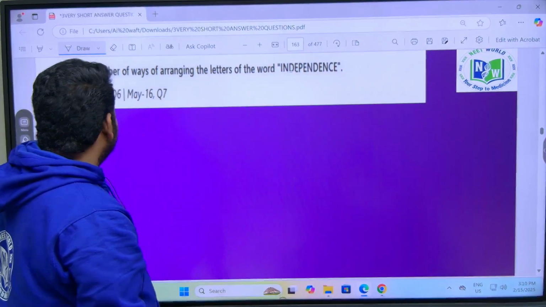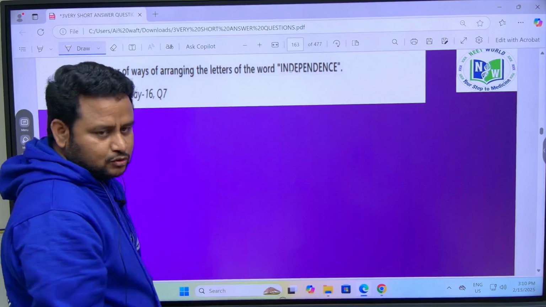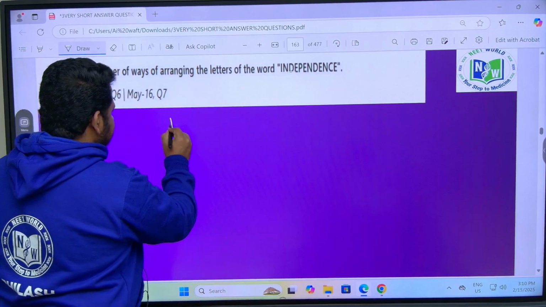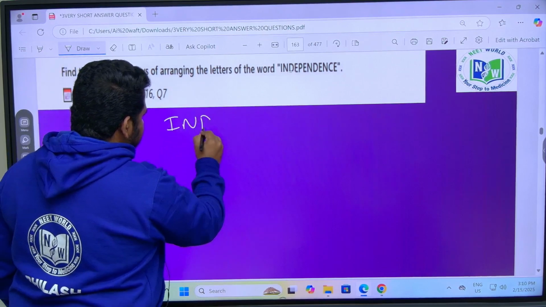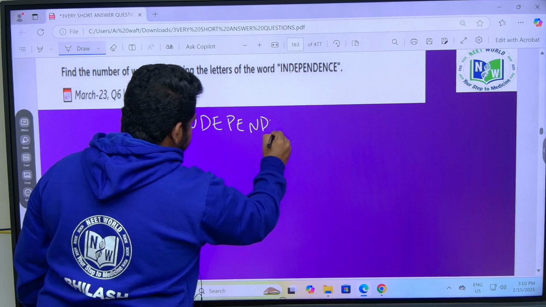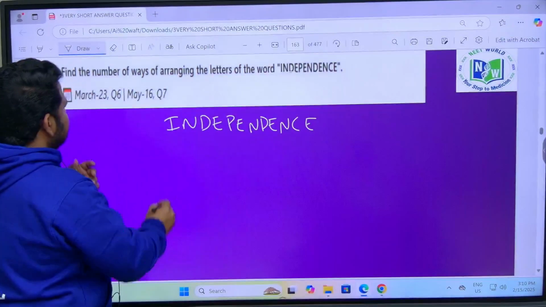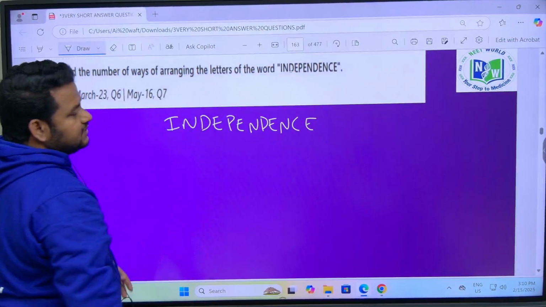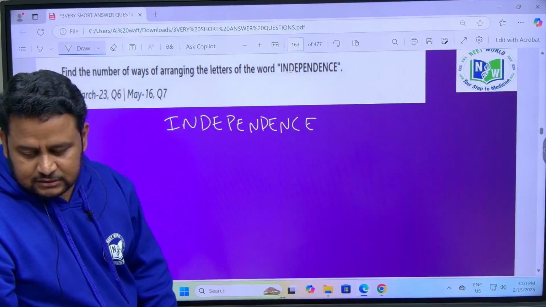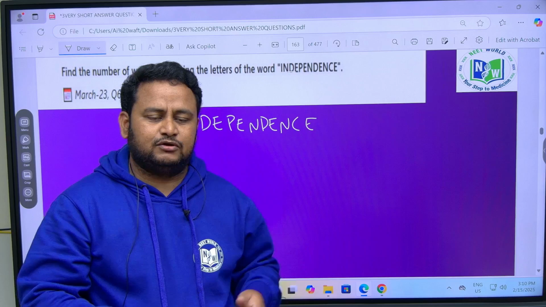They are telling us to find the number of ways of arranging the letters of the word INDEPENDENCE. So the word that is given is independence. They are telling what? The number of ways of arranging. They themselves are telling it is arranging. So what does arranging mean? Arranging means you are using permutation.